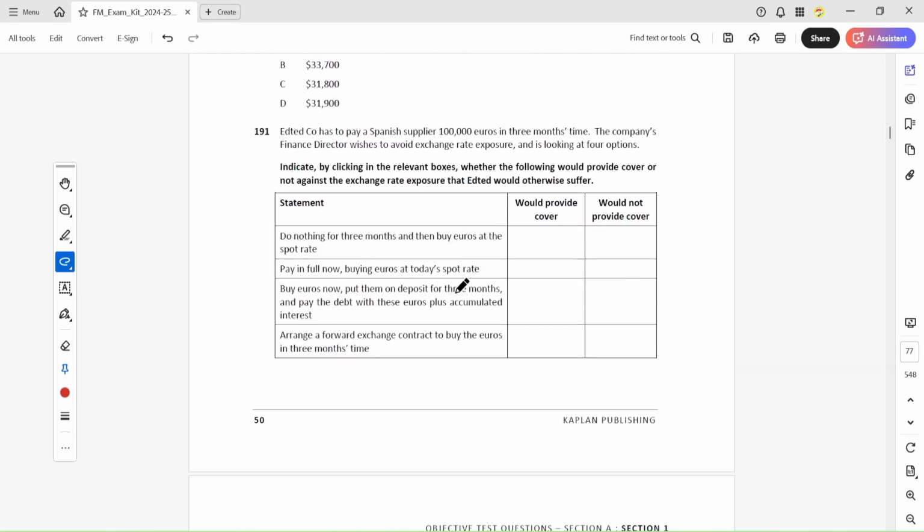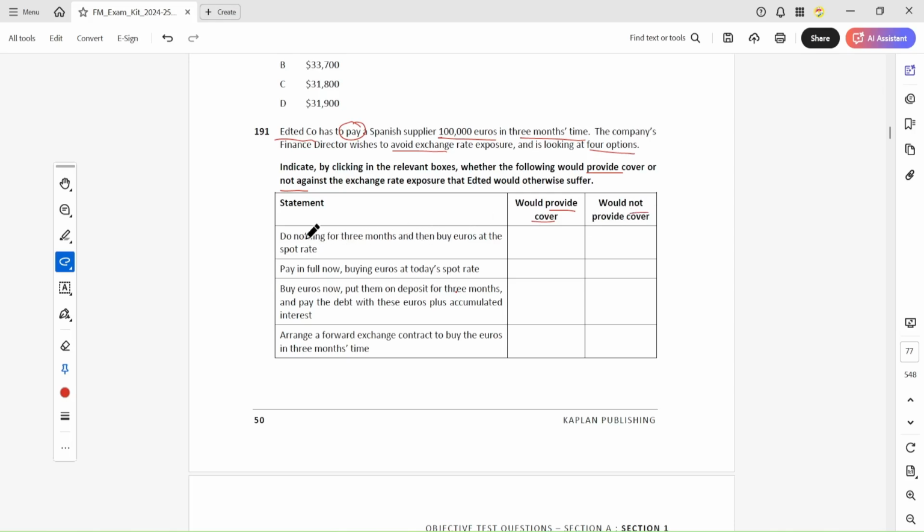The next is, a company whose Spanish supplier has to be paid in euro in 3 months time. The company finance director wishes to avoid exchange rate exposure and is looking at 4 options. Indicate by clicking in the relevant boxes whether the following provide cover or not cover for the exposure the company would otherwise suffer.